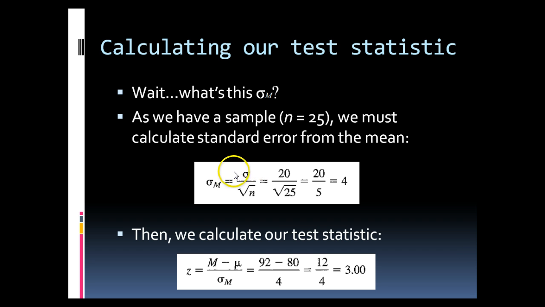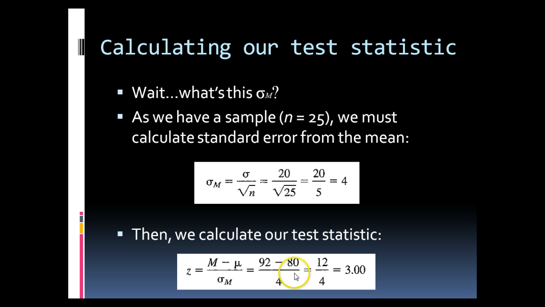This is the important formula that's going to keep rearing its head, so you might want to commit it to memory. Well, I commit it to memory, but you know. So standard error is standard deviation divided by square root of n. I use it often. Then we calculate our test statistic, which is mean minus mu over standard error.